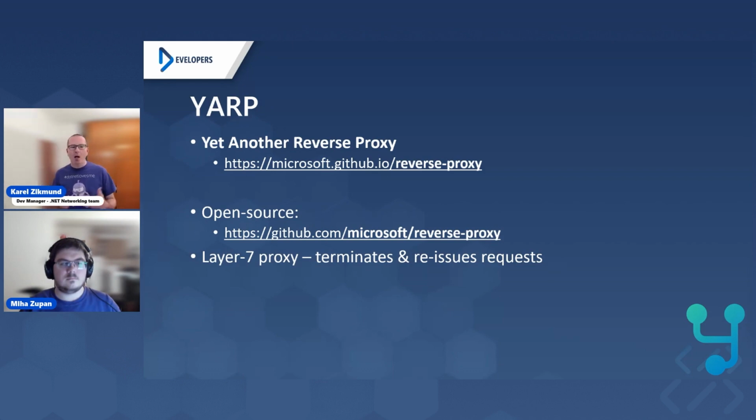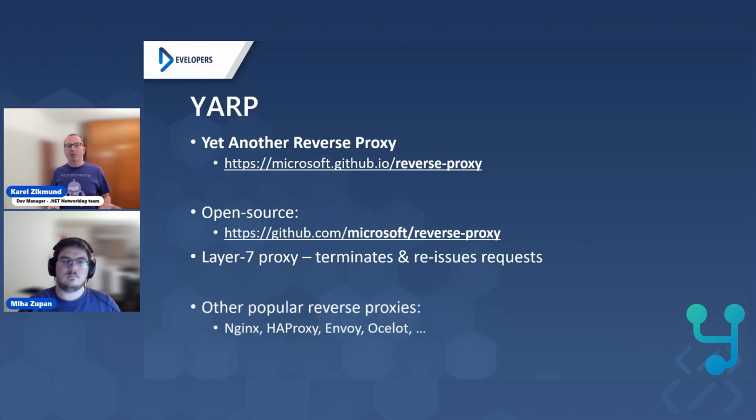Overall, our reverse proxy is a layer 7 proxy, which means that we terminate the requests that come to us. For example, if it's HTTPS, we're going to end it, and we're going to reissue new requests. So private keys and stuff will not flow past the reverse proxy.